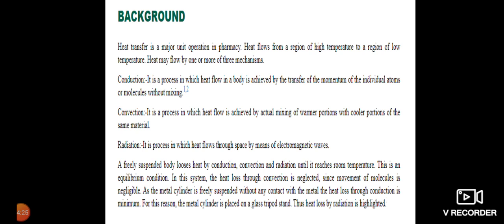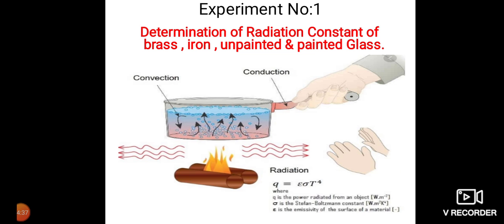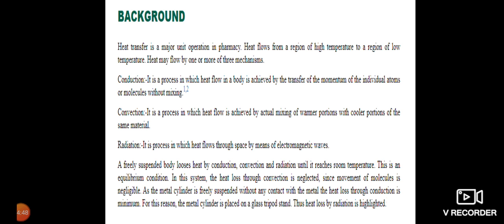Now what is convection? It is a process in which heat flow is achieved by actual mixing of the warmer portion with the cooler portion of the same material that is present inside the container. Hot water is at the downside and cold water is at the upside. So they both are mixing and heat is transferring. Now third, radiation. It is a process in which heat flows through space by means of electromagnetic wave.